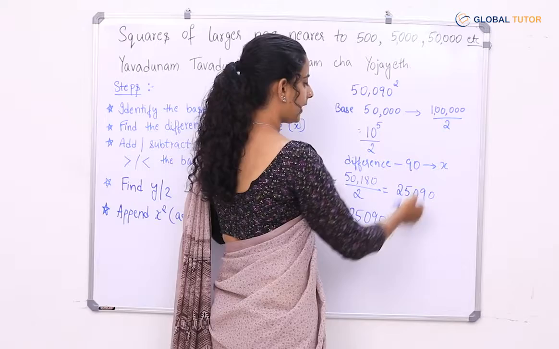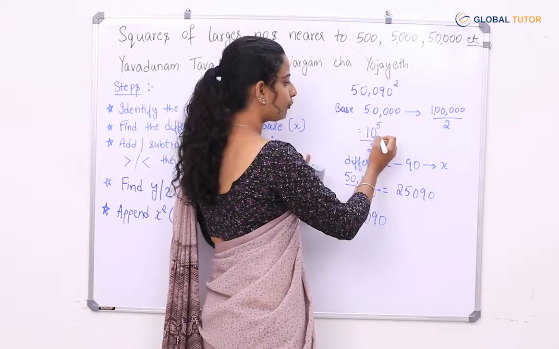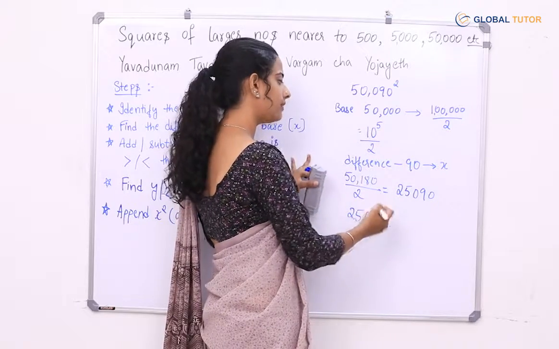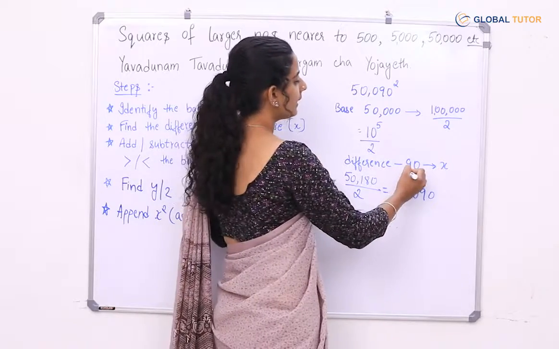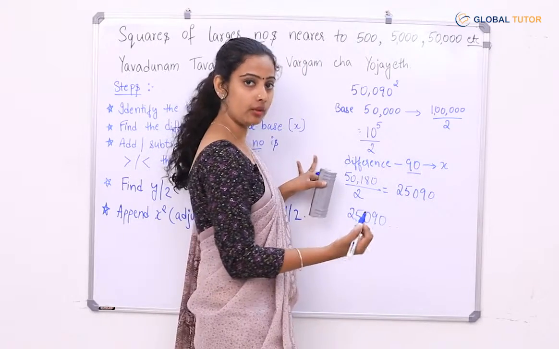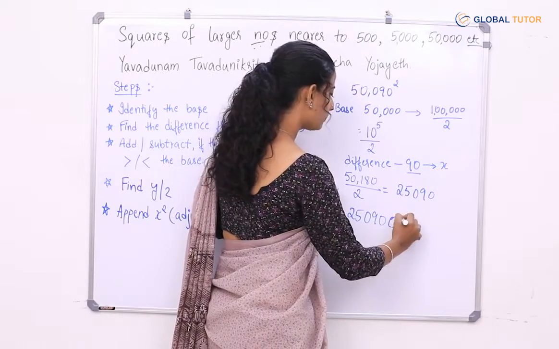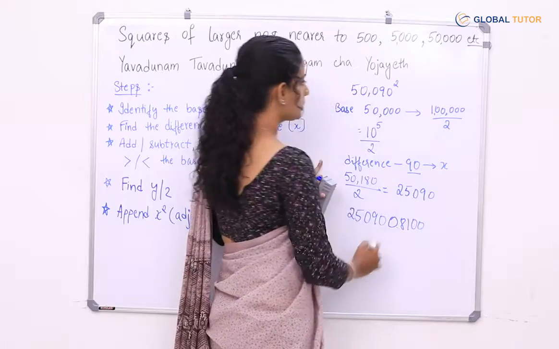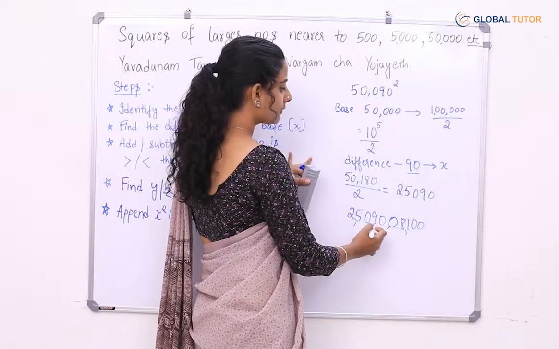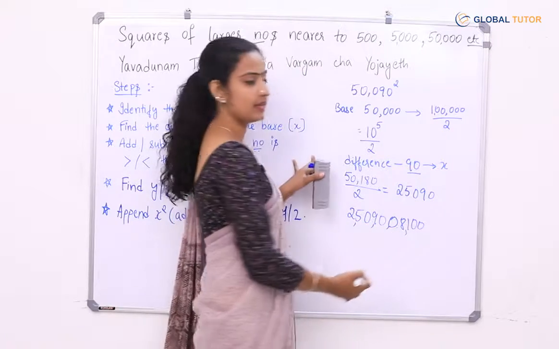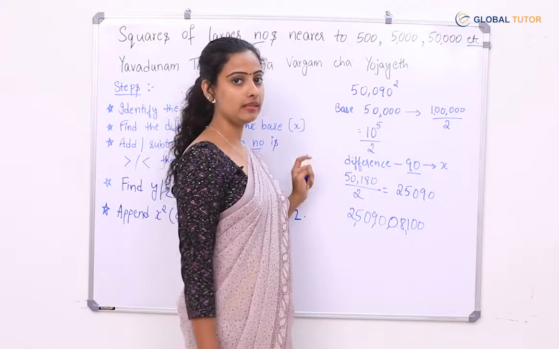Now, x square has to be written in how many digits? Because we wrote this in the form of 10 and it is 10 to the power 5, we have to write x square in the form of 5 digits. However, 90 square will be a 4-digit number, which is 8100. So, we will just add a 0 before 8100. So, 50,090 square will be 25,09,008,100. So, here in these steps, there are two critical steps.